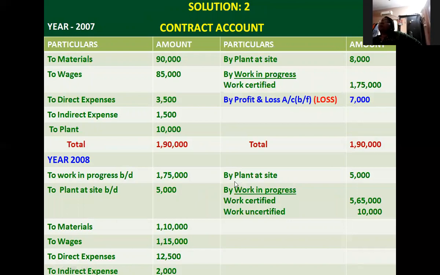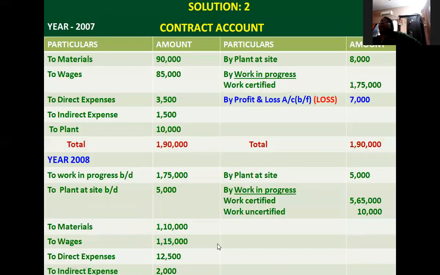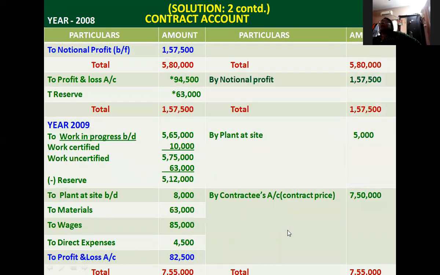Then credit side, what is the plant at site for the closing stock was given 5,000 as per the problem. It is 5,000 and 2,000 respective the plant at the end. So we need to change over here. So by work in progress, work certified 5,65,000, work uncertified is 10,000. Now look at the next page.